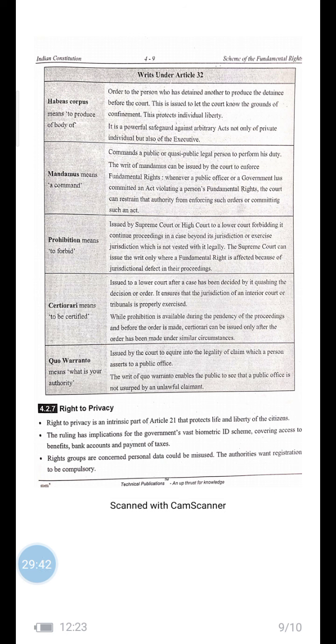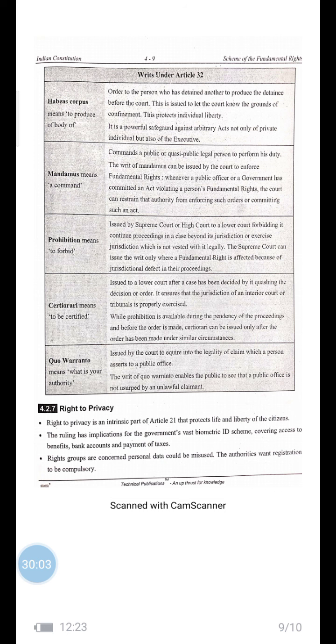Then what does prohibition mean? It is issued by the Supreme Court or a High Court to a lower court, forbidding continued proceedings beyond its jurisdiction, exercising jurisdiction which is not legally vested in it. The Supreme Court can issue such writs when fundamental rights are affected because of judicially defective proceedings.